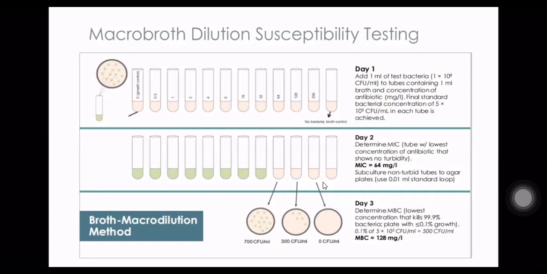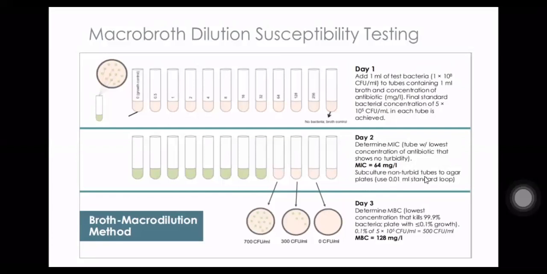Okay, so hambal niya, MIC, tube with the lowest concentration of antibiotic that shows no turbidity. No turbidity means no growth of our microorganism or our colonies. Okay, so this is our MIC, which signifies 64 milligrams per liter of our antibiotics. Okay, so our MIC is the second to the last tube, which is 64 milligrams per liter of concentration of antibiotics.